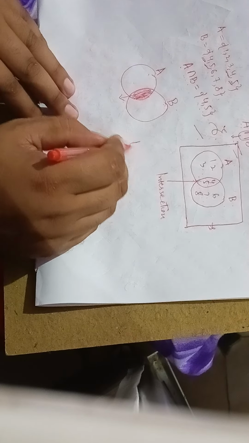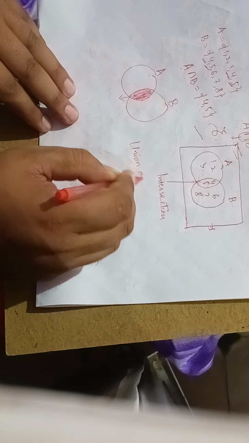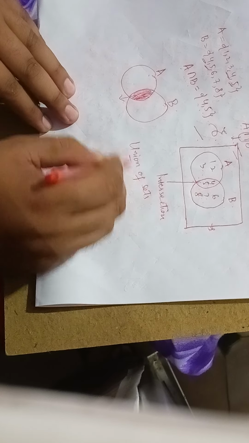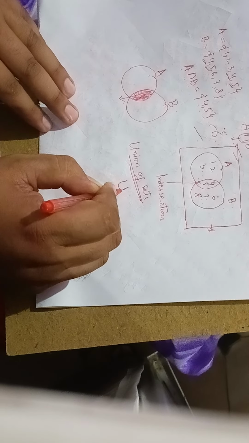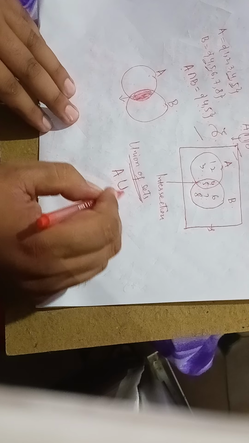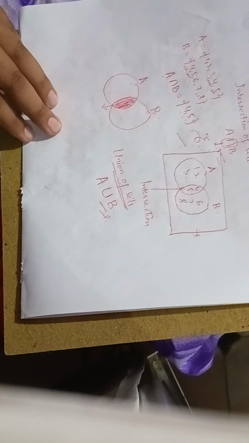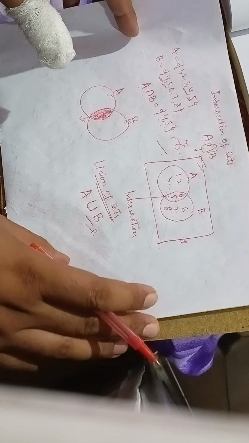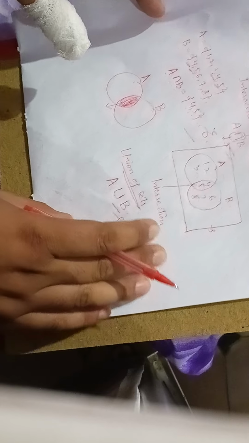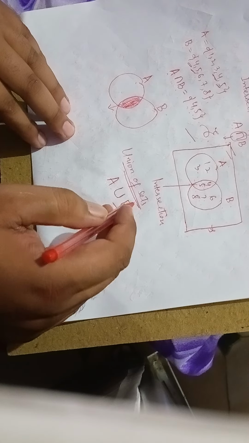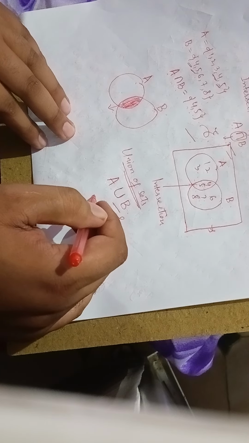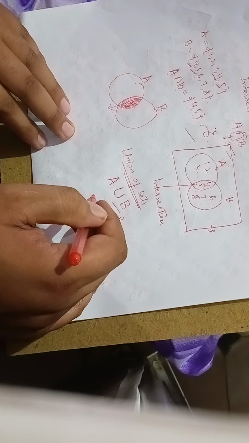Now there is another thing, that's union. Union of sets is represented like this. Now what is A union B? That we should understand here. What is A union B? I can say A union B is the set of elements which are in A or B or both.